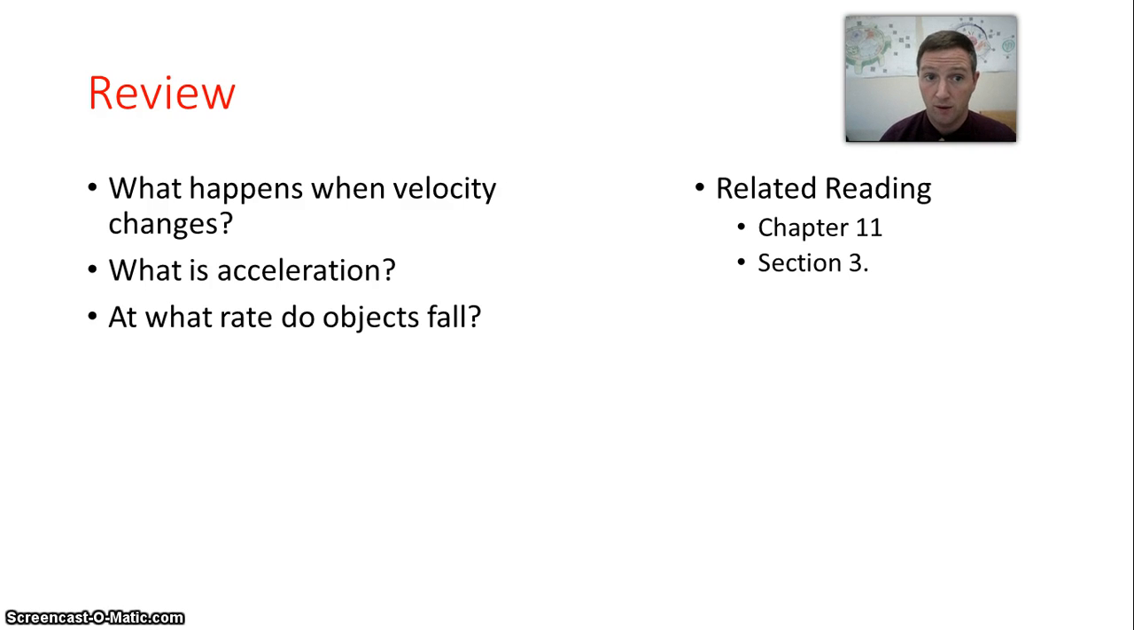All right, quick review. We're talking about what happens when velocity changes, the definition and mathematical equation for acceleration, and a little bit about free fall. At what rate do objects fall? You can find all this in section 3 of chapter 11. Make sure you have all the notes on each slide, a well-labeled picture, you've written down something you've heard, and 3 questions at the end.